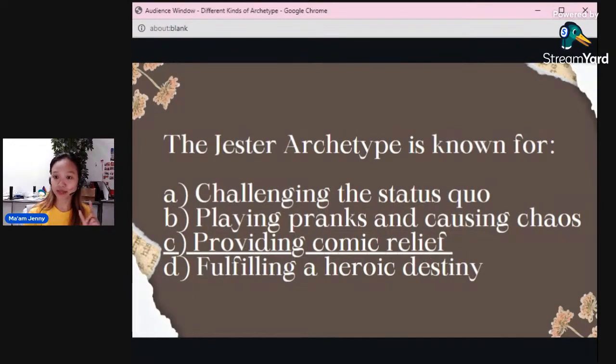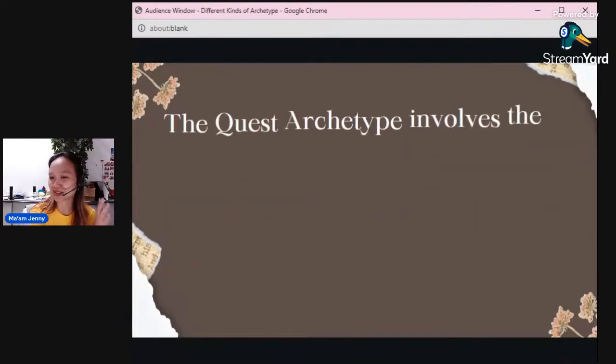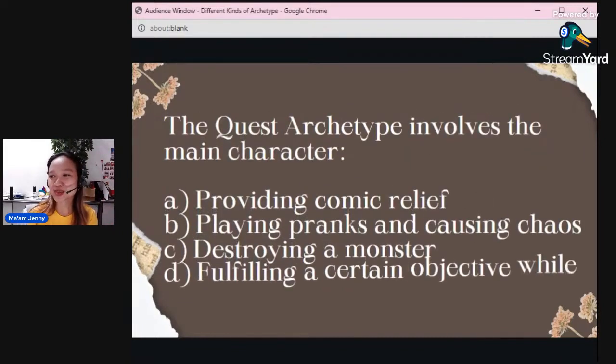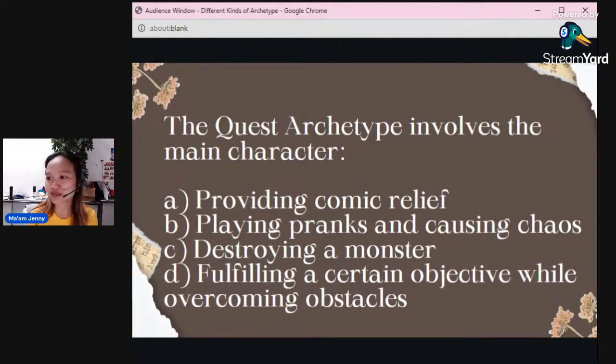So I think yung A and B, they are trickster archetype. Yung letter D naman, it's, yeah, reluctant hero or the hero. I didn't discuss the very simple archetypes. Next, you have the quest archetype. Involves the main character providing a comic relief, playing pranks, destroying a monster, or fulfilling a certain objective while overcoming obstacles. Ma'am, sana ganito lang yung questions doon.